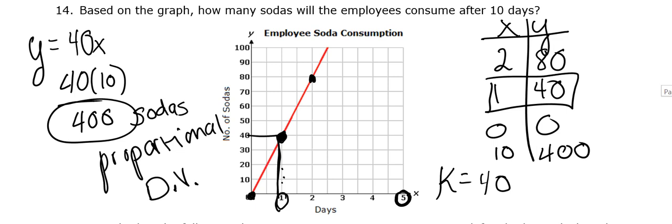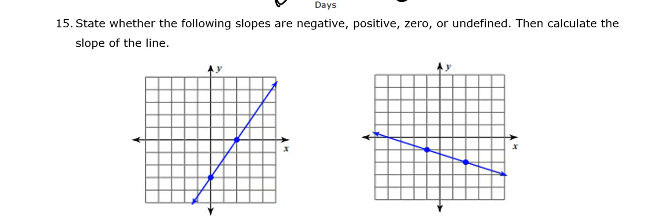Number 15, state whether the following slopes are negative, positive, 0, undefined. Then calculate the slope of the line. Okay, so I can see on this first one that if I look from left to right, my line is increasing. It's going upwards. It's rising. Okay, we always look left to right. So this is a positive slope.